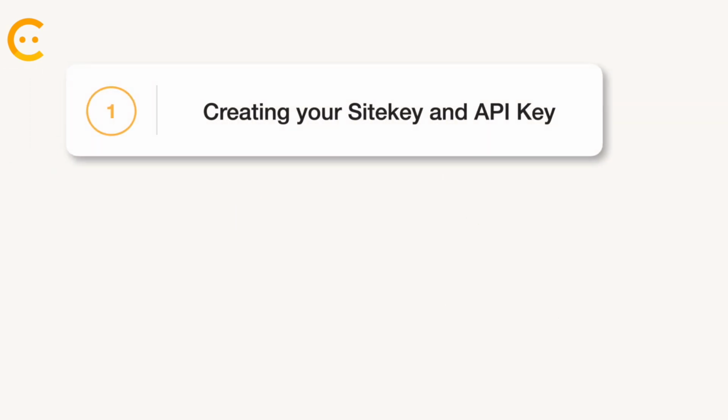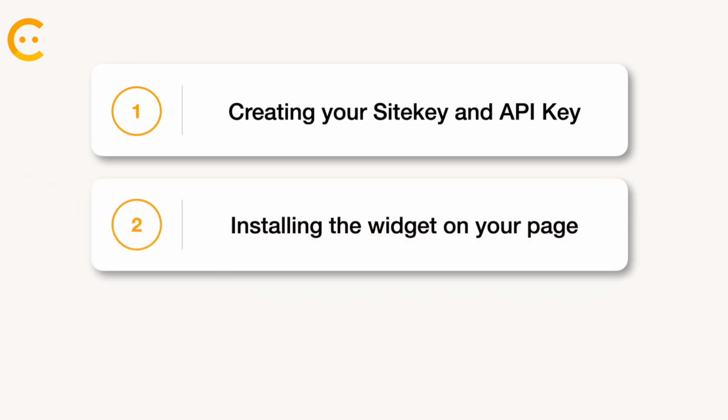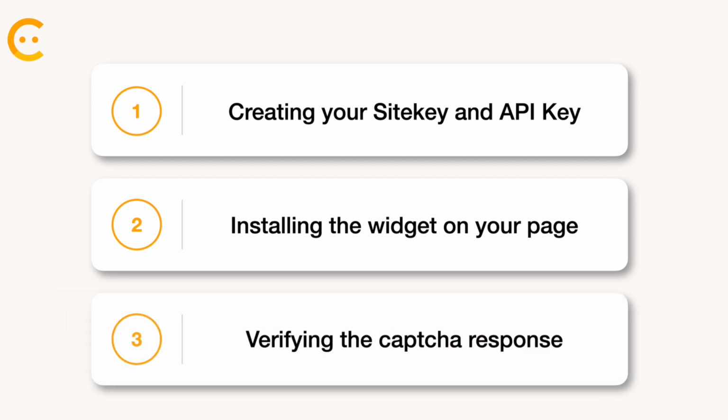The first step is creating your site key and API key inside the Friendly Captcha dashboard. The second step is installing the widget on your page, and the third step is verifying the CAPTCHA response on your server. Let's get started.